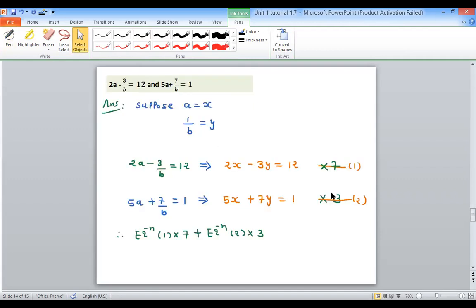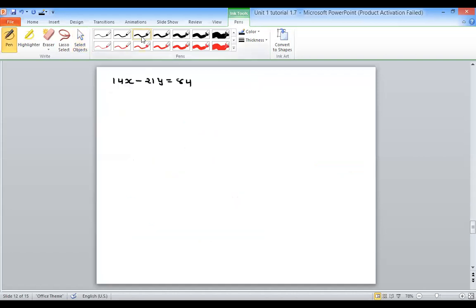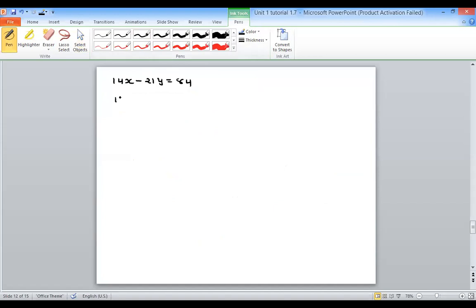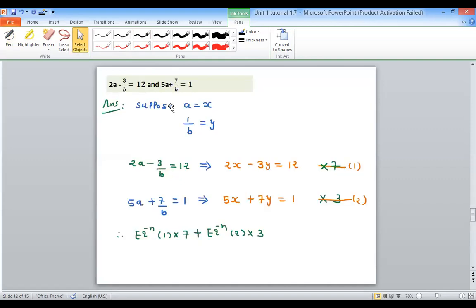What happened? I can multiply the equation 1 by 7. Second equation, equation 2, is multiplied by 3. So if I multiply the equation 2 by 3, then what happened? 3 into 5, 15, 21 and 3. 15x plus 20y is equal to 3. Yes, good. So this is the procedure which I do.